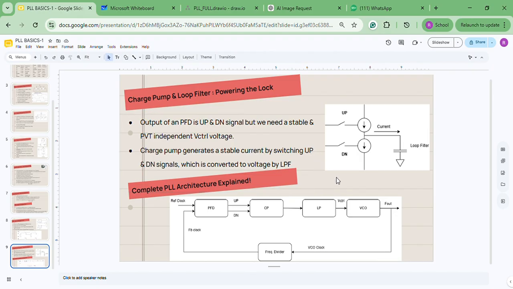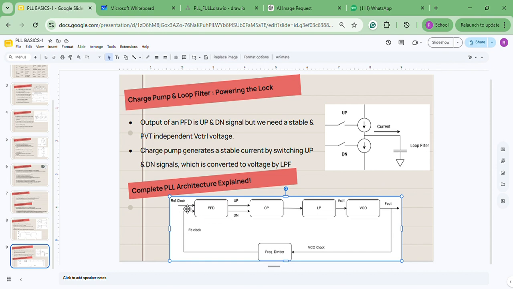So now we have come to an end of our basic PLL discussion, and here is the full architecture which I have explained already. I have explained VCO, which is one of the most important building blocks of any oscillator, which generates the output frequency. And input to VCO is a control voltage. So this F output is divided by a divider and fed back to PFD.